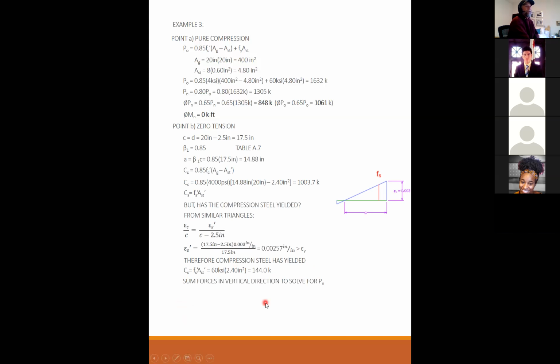Sum the forces in the vertical direction to solve for Pn. Here's my force diagram, and my Pn is equal to 1,147.7 kips. To find Mn, I sum the moments about the right-hand side of that diagram. I have Pn times h over 2 plus Cc times a over 2 minus Cs. That's supposed to be Cs again. I can't believe it came over from the other lecture.